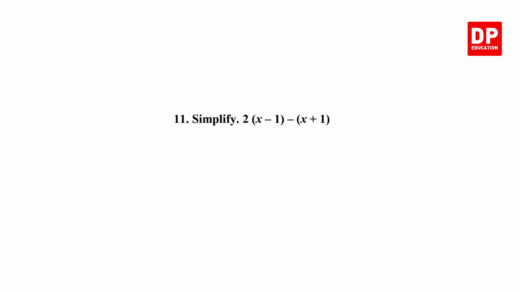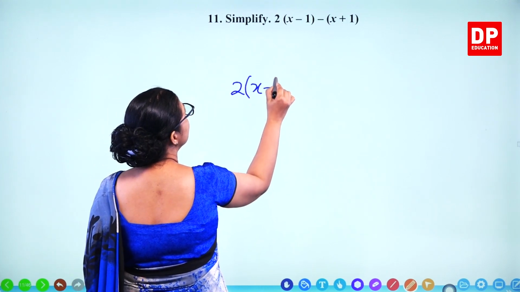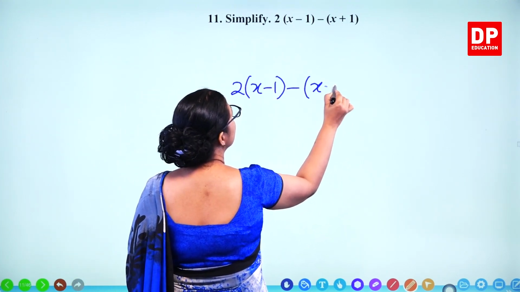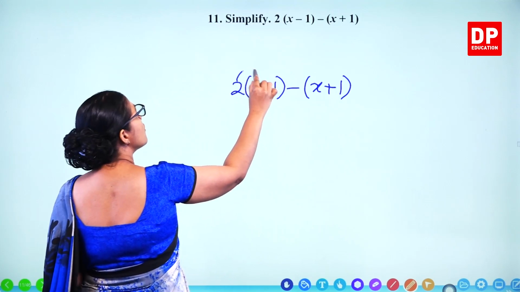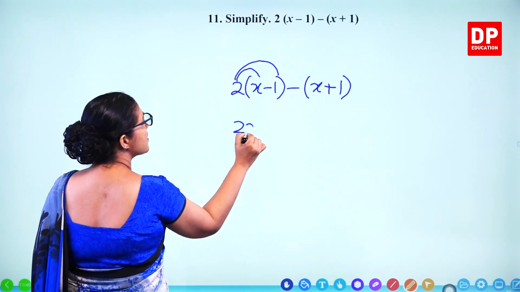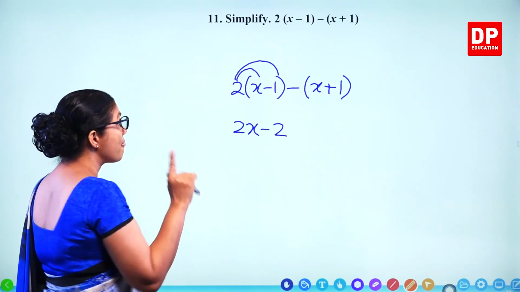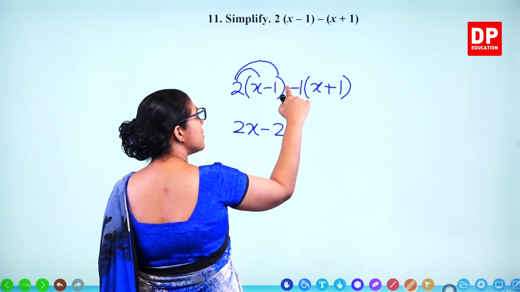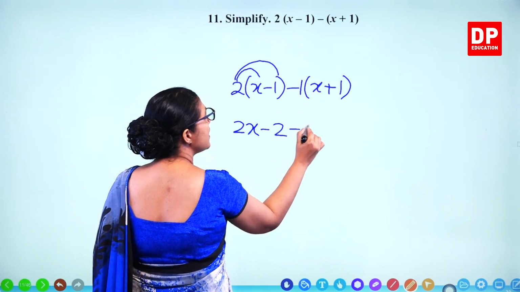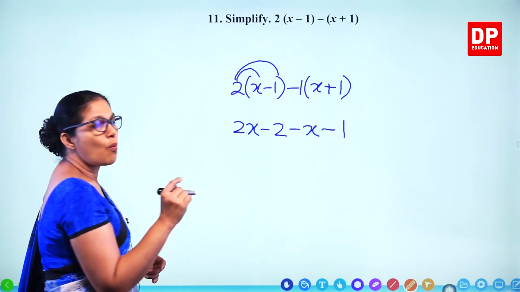Question number 11. Simplify. So here you have to open brackets. First expand brackets. 2 times x, 2x. 2 times minus 1, minus 2. Then this is like minus 1. Minus 1 into x, minus x. Minus 1 into 1, minus 1.